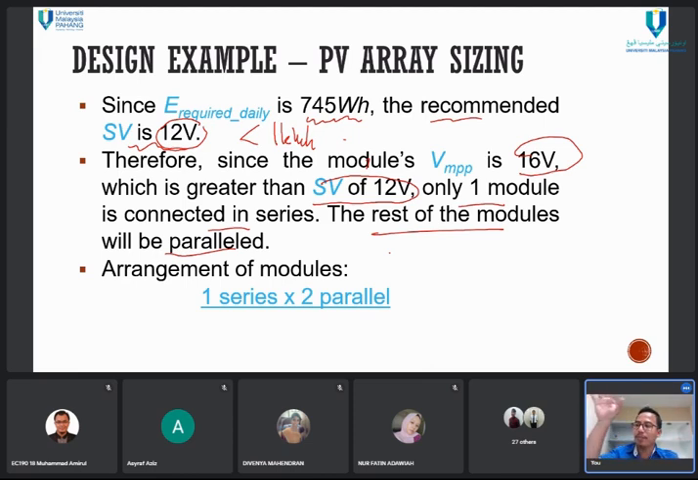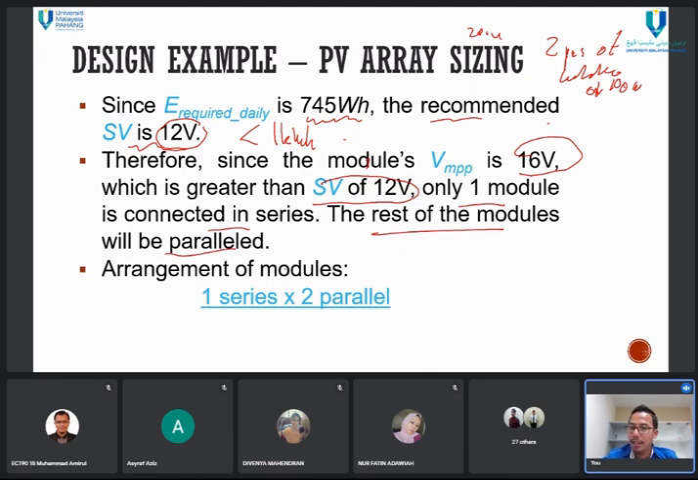PV module voltage must be higher than the system voltage in order to charge the batteries. So the voltage can be regulated. 16 volt can be regulated to 12 volt, no problem. So the battery can be charged. It's enough for us to connect just one in series, because just now we need 2 modules, 2 pieces of modules of 100 watt. So we need 200 watt. VMP is 16 volt.